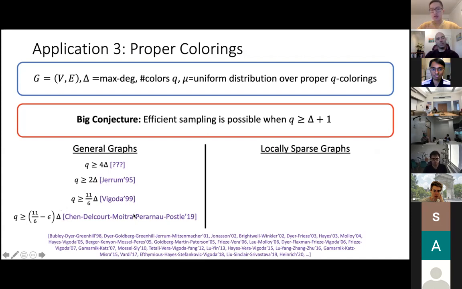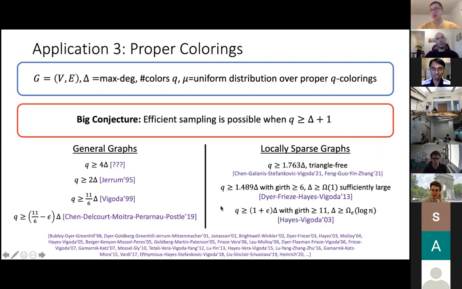What a lot of people try to do to get around these barriers was to make additional assumptions on the graph, such as local sparsity. The reason that's helpful is that if, for instance, your graph is triangle-free, then you have more independence in some sense, and the analysis is easier. So using local sparsity assumptions, you can get improved thresholds on the number of colors Q.